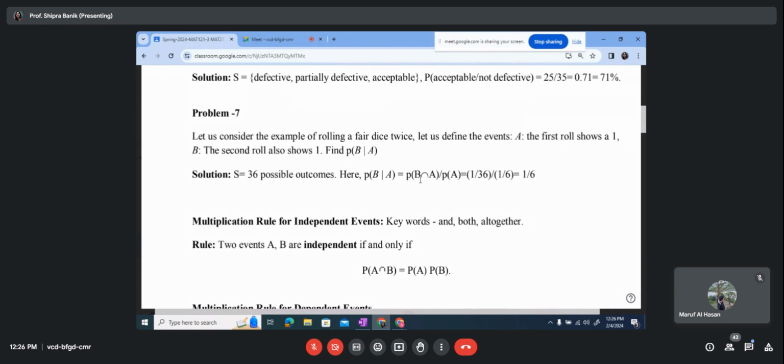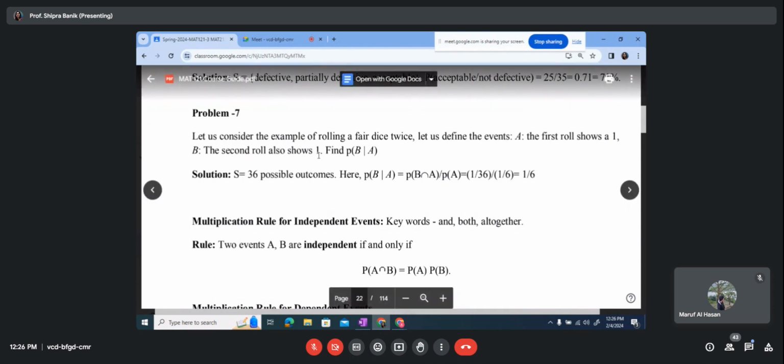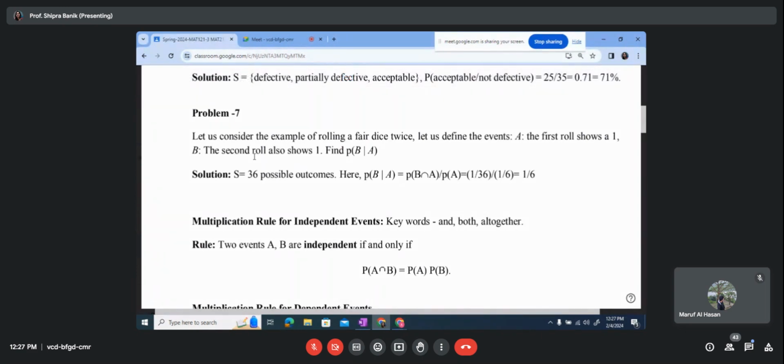Yes, miss. It is actually N(B). I was telling you before. Now, the second roll also shows 1. The first roll also shows 1. Look then, the first roll shows 1, that means (1, 1). And the second roll B also shows 1, that means it is also (1, 1). That means what is the common? Common is (1, 1), right? Yes, miss. 1 by 36, that probability.